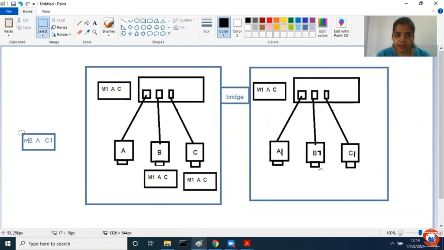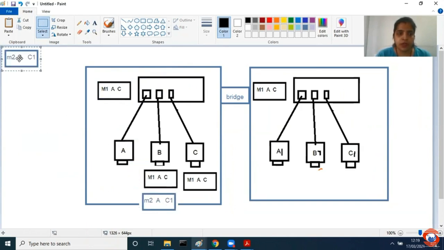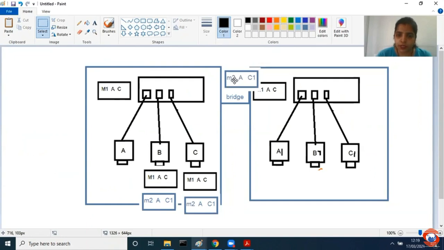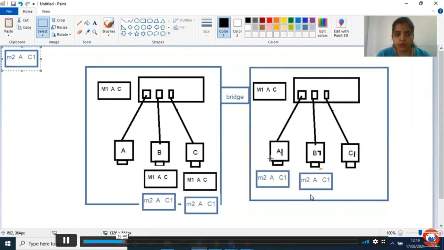In this case, the message will get transmitted from A to the hub. The hub will transmit over here, and also over here, and over here to the bridge. This will take it over here, this will take it over here, this will take it over here. But before moving ahead, what will this bridge do?